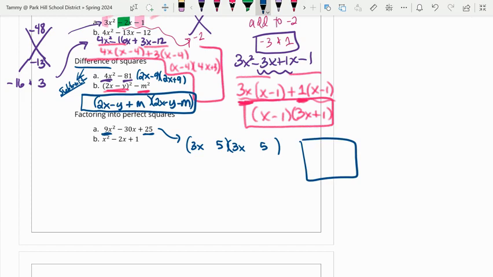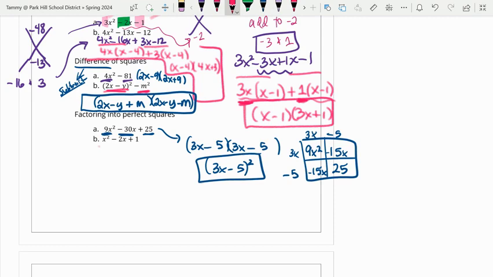So if you had the box method going on here, so we have a 3x, a 5, a 3x, a 5. This 3x times 3x gives me 9x squared. 3x times 5 is 15x. 3x times 5 is 15x. 5 times 5 is 25. I need it to add to negative 30, so I'm going to make both of those negatives. So this is quantity 3x minus 5 squared.